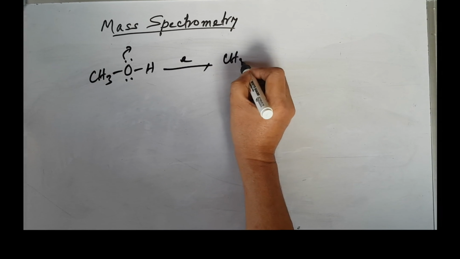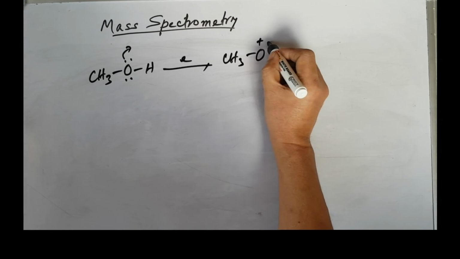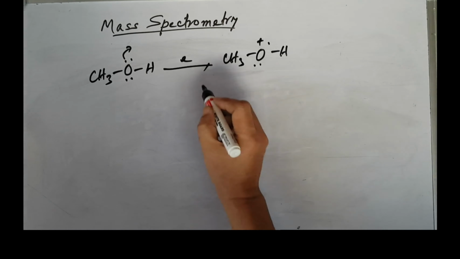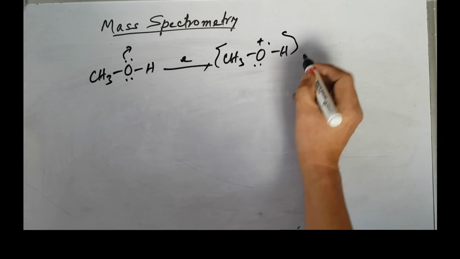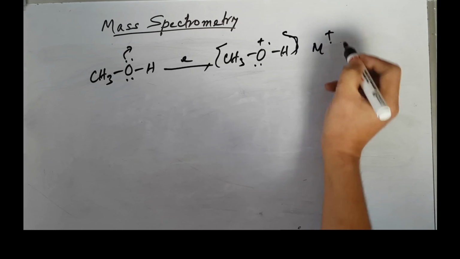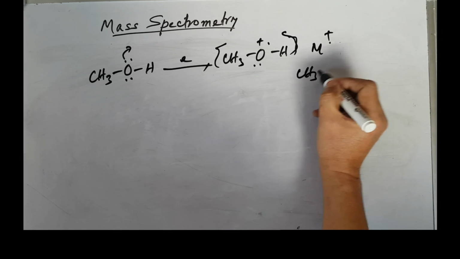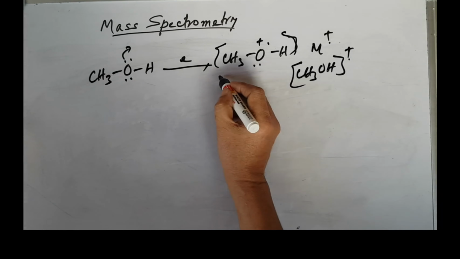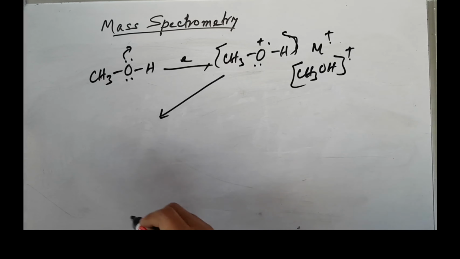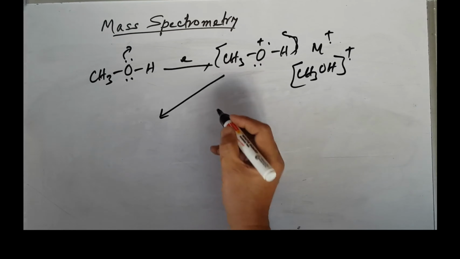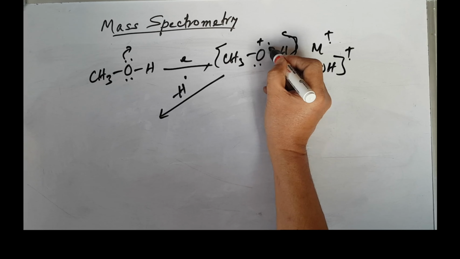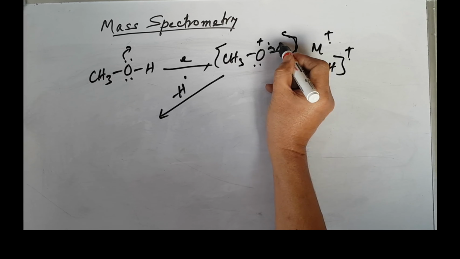So you can have O positive and this hydrogen. This is the M plus molecular ion. You can write simply CH3OH, or you can write it this way also. Then this can undergo further fragmentations with electrons. So you can lose one hydrogen ion. So you give one electron here, and another electron goes like this.